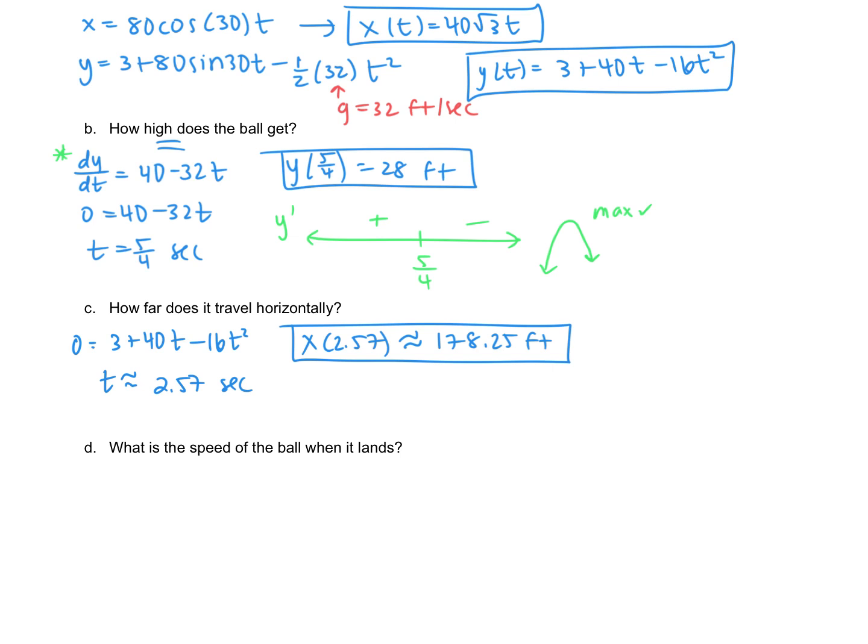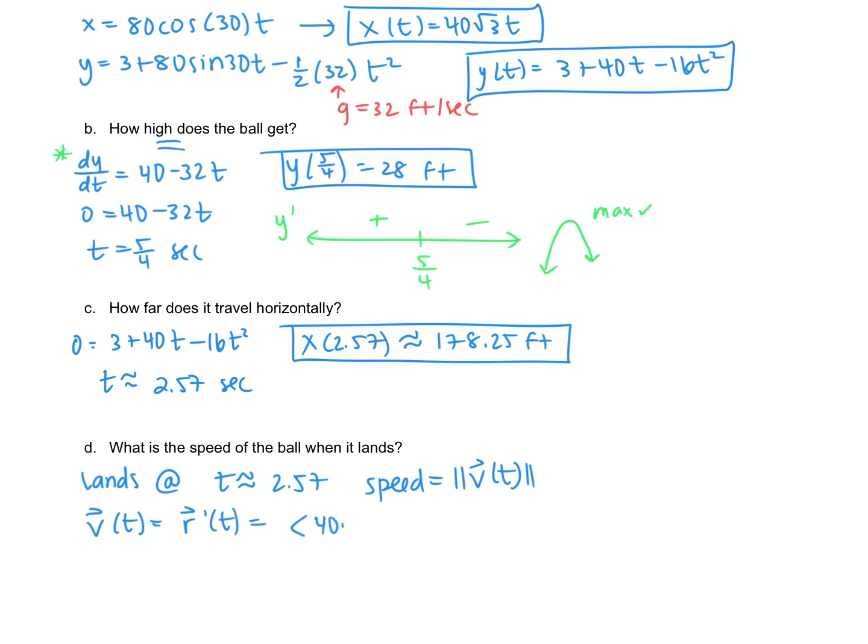And then what is the speed of the ball when it lands? Well, from above, we know that the ball lands at about 2.57 seconds. We also know that speed is the magnitude of velocity. So first thing that we're going to have to do is find velocity, which is just the derivative of the position function that we wrote above. So that gives us 40 root 3, and then 40 subtract 32t.